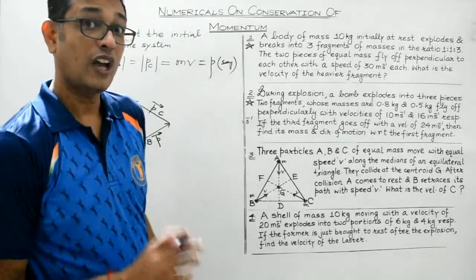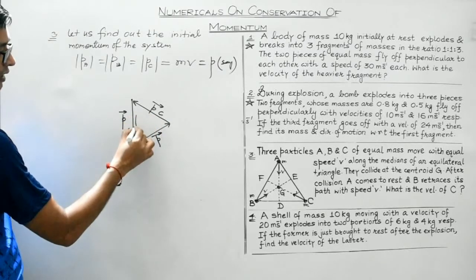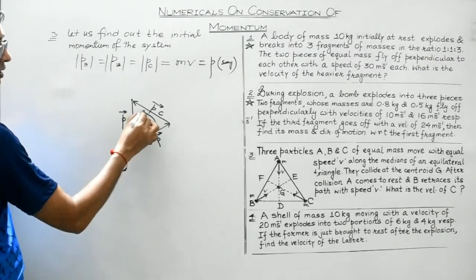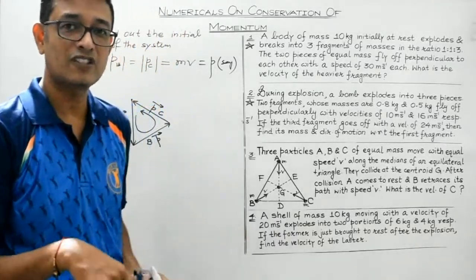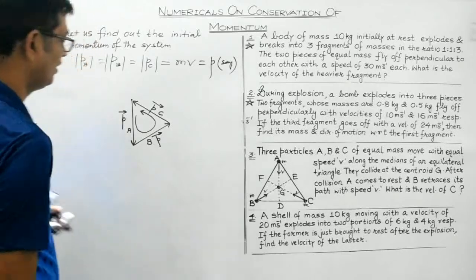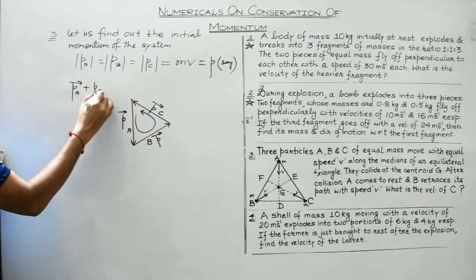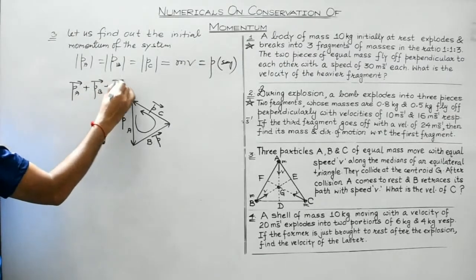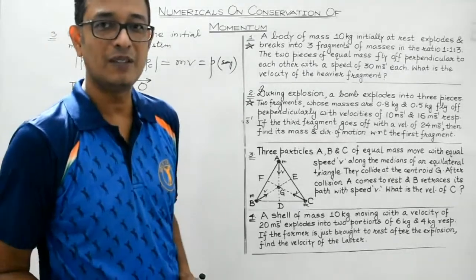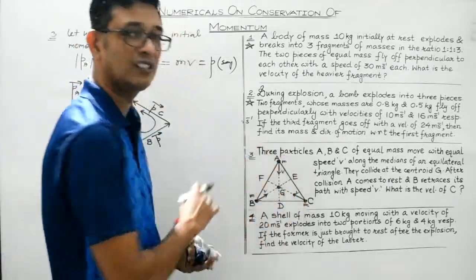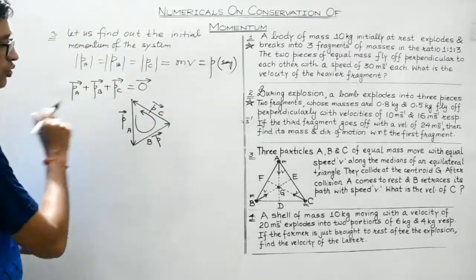Right, students? So as you can notice, the three vectors are equal in magnitude and they are forming the three sides of a triangle, all in the same order. So their momentum PA vector plus PB vector plus PC vector is equal to the null vector. So the net initial momentum of the system comprising these three bodies A, B, C is 0. Right, students? I hope you have understood this concept.